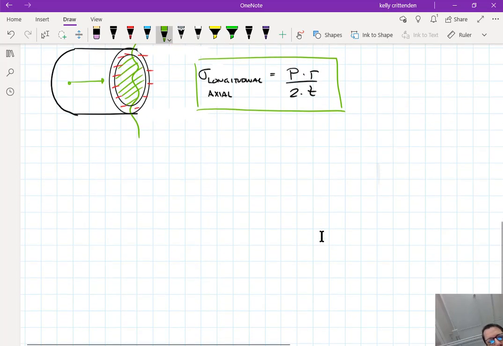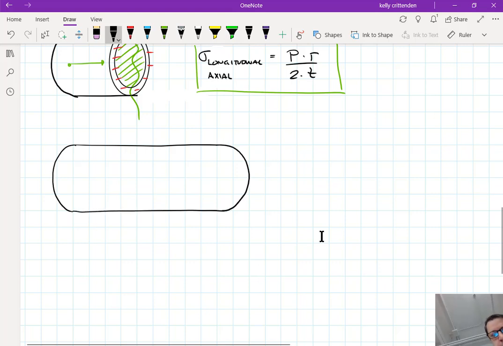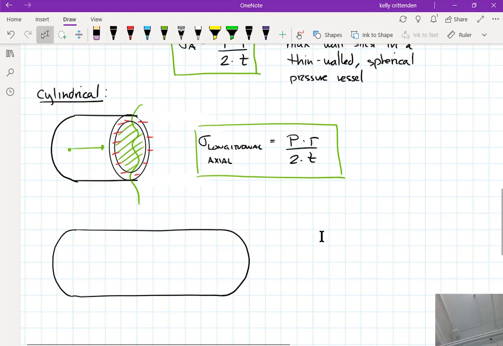But there's also another one. So we go back to our pressure vessel originally looking like this. This is the one that we just, well, didn't derive, but said we could derive exactly the same way.